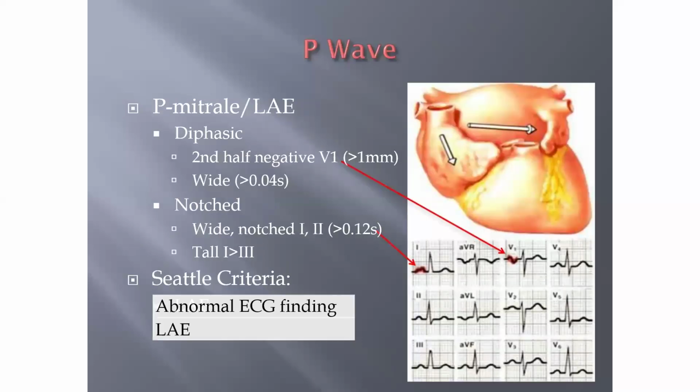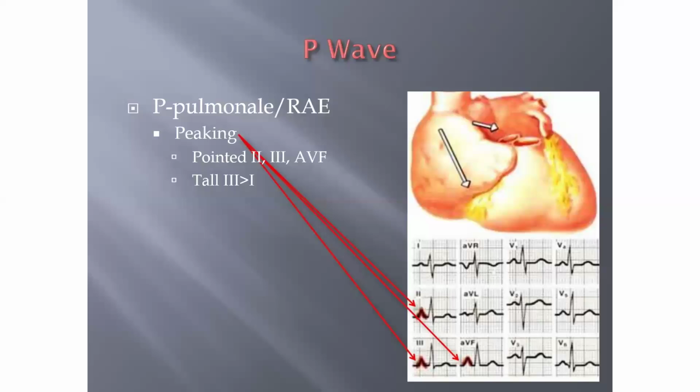This is what is called the P mitrale, or left atrial enlargement. It could be diphasic, and that is how you see it in your ECG lead 1. Lead V1 is inverted, and of course these are very sick patients who need to be seen urgently by a cardiologist. It is widely notched in lead 1 and lead 2, and tall in lead 1 more than lead 3. That is your P mitrale, or left atrial enlargement.